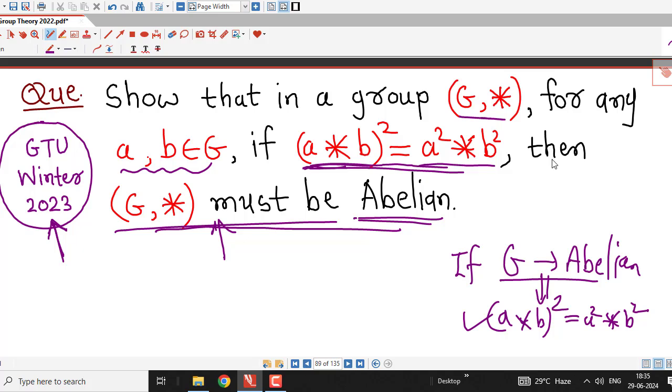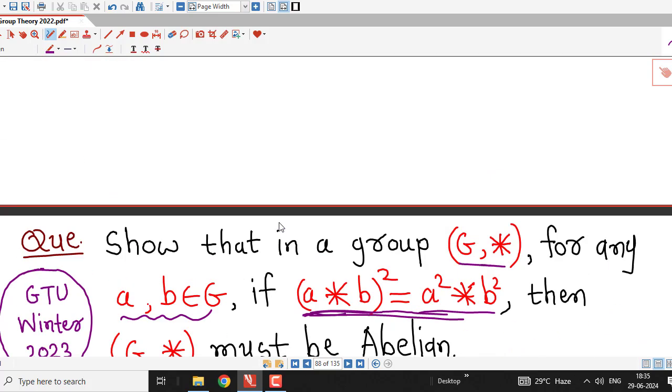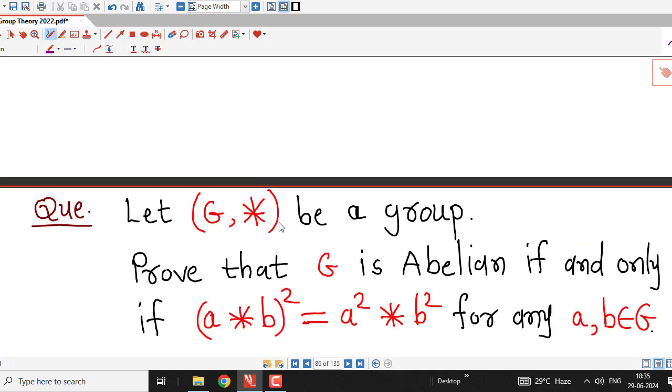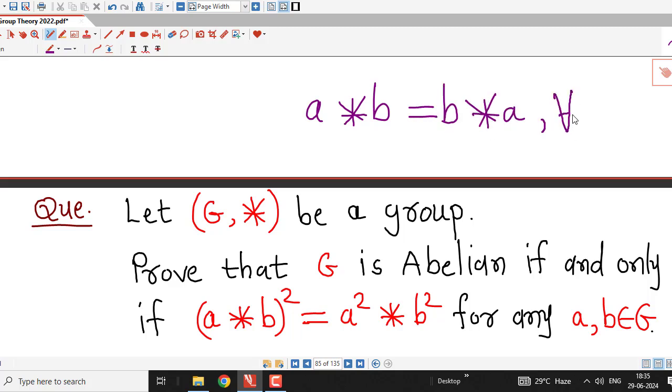That is, if this property is satisfied, then G is abelian. So this is another nice property of abelian groups. We know that our group is abelian if for any two elements A and B in a group G, A star B equals B star A. If this property is satisfied, then we say that the group is abelian. This is the definition of an abelian group.